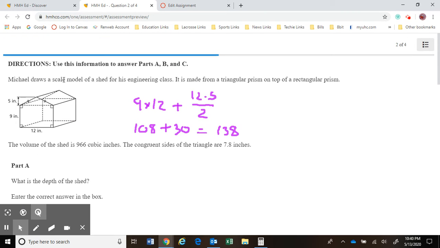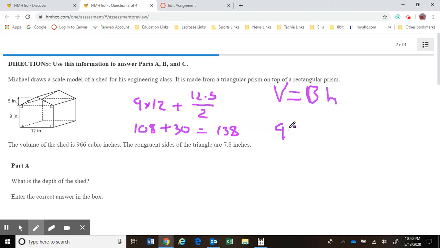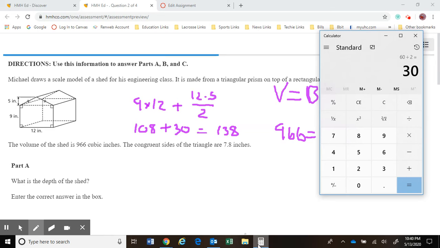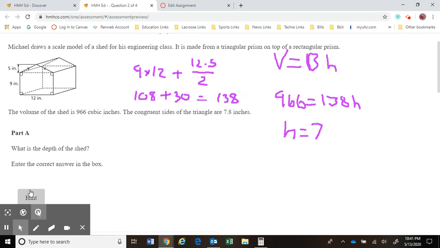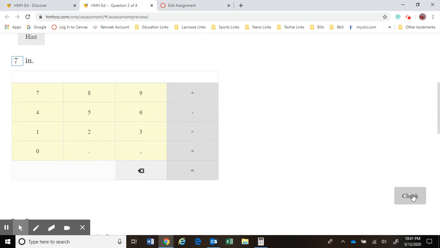And it says here that the volume of the shed is 966. So I know that V equals capital B, area of the base, multiplied by the height. So I can just substitute. So let's see, 966 for V equals 138 H, and numbers usually come out really nice. I'm just going to divide both sides by 138, so 966 divided by 138, and oh wow, look at that. It came out to a perfect number, 7. So H equals 7. Because remember, the height is really how far apart the bases are. Okay. So we're going to put in 7 here and we're checking it. It's going to be like, yeah, you got it right.